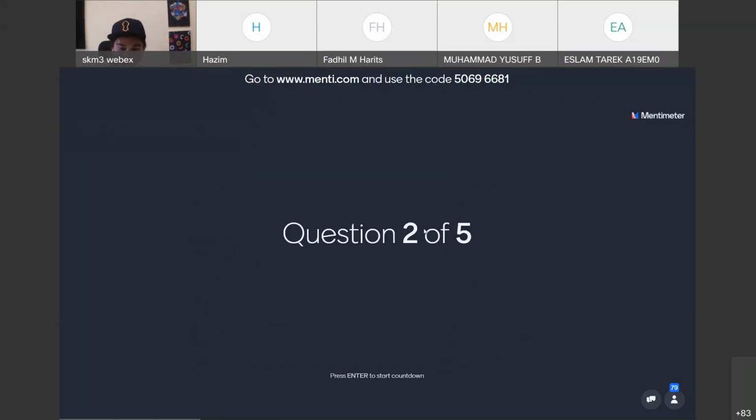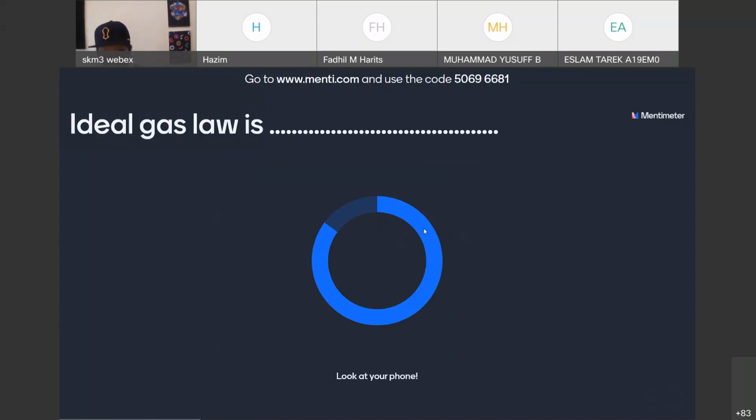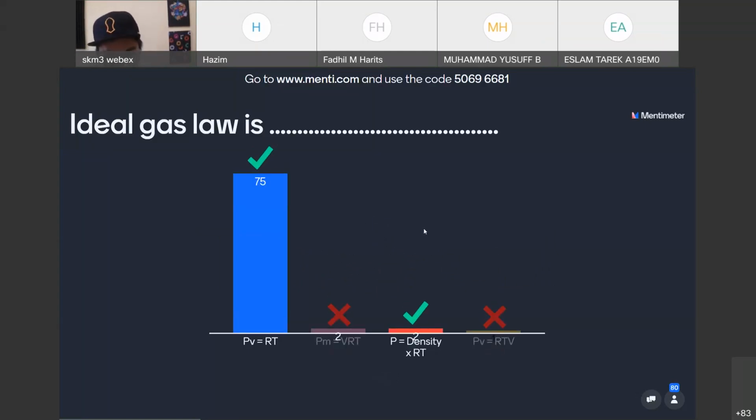Question 5. Ideal gas law is? Okay, what is it? 3, 2, 1. Time's up. Okay, we have to answer, yeah? PV equals RT or P equals density times RT.